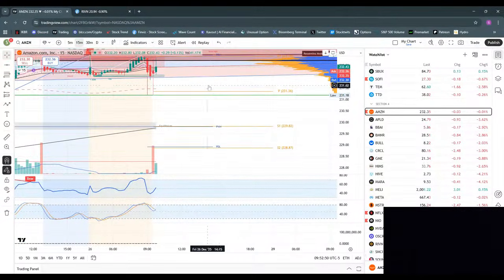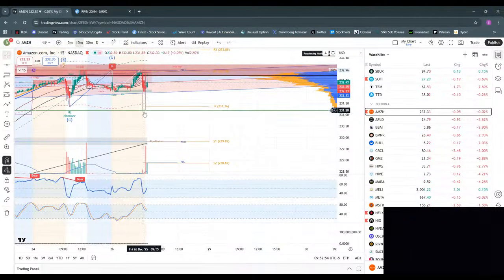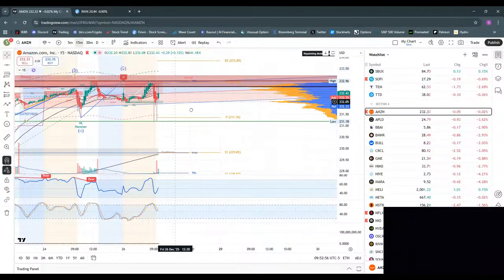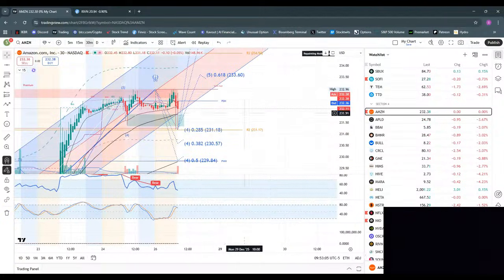We should get that entry. We already got about $2. Heavy buying pressure, they won't let the price drop in this area, 231. Let's wait a little bit. We should get a little better entry on this one.